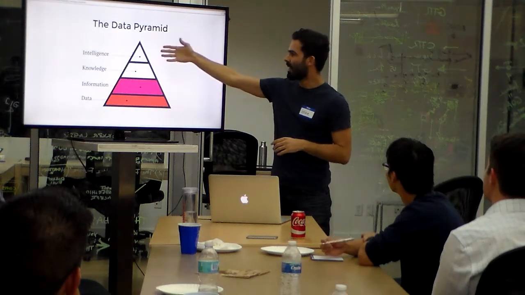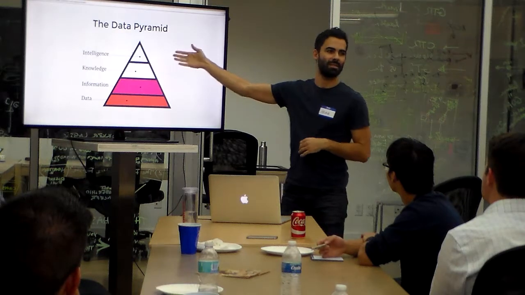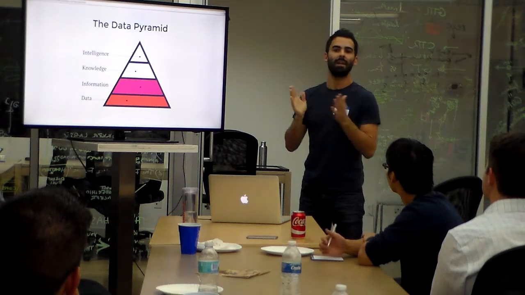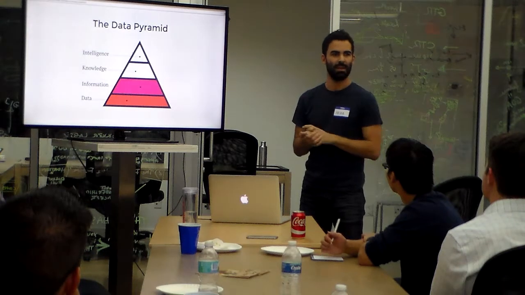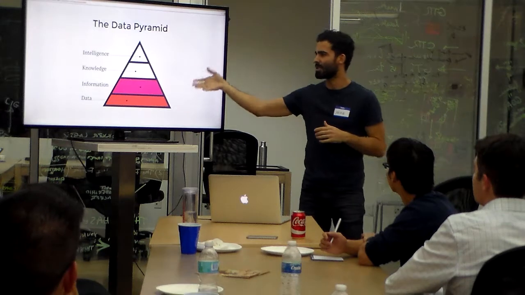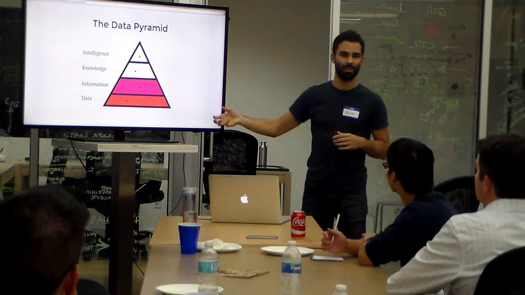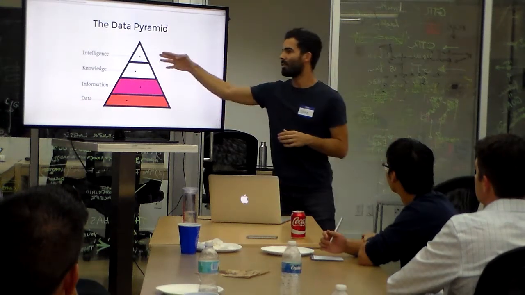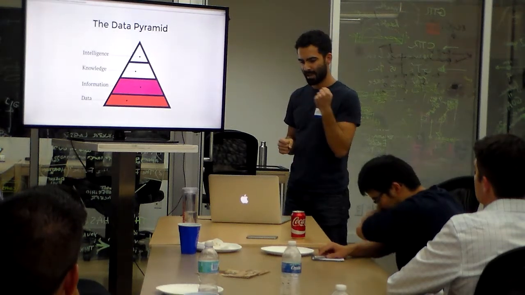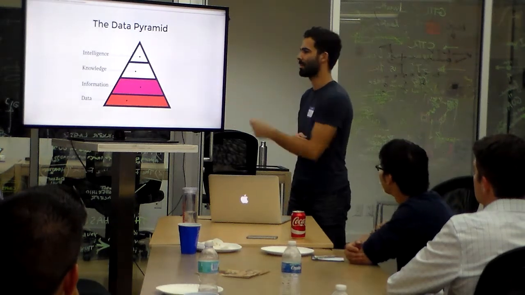And finally, the top of the pyramid is intelligence. This is being able to predict the next big hit that you want to partner with and reap the rewards. Being able to use your knowledge, information, and data to predict where you should go next. So this is our goal, to get to intelligence, to help businesses make the right moves and put their business in the right direction.